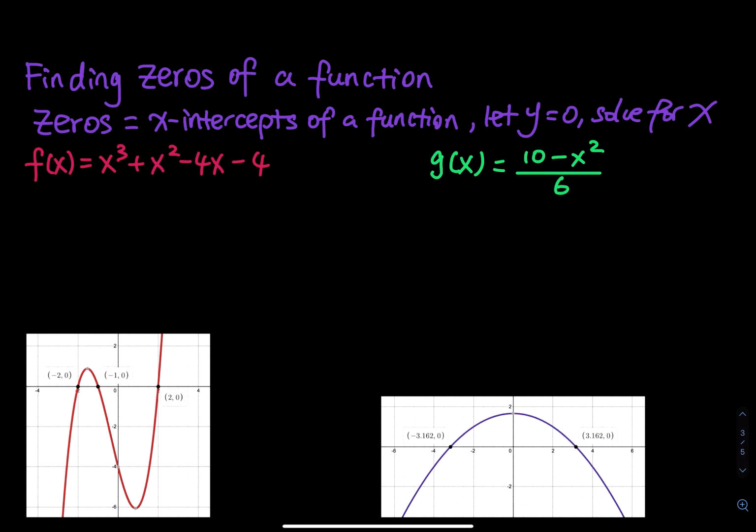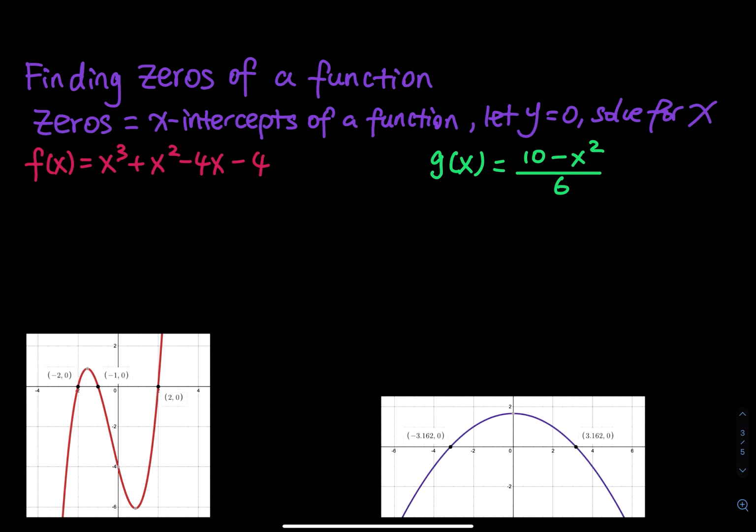Finding zeros of a function, the word zero shows up a lot. So what does the word zero mean? The zero means x-intercept of a function. So to find the x-intercept, we just let y equal 0 and solve for x. They can just say find the x-intercept, but they use the word zeros as well.